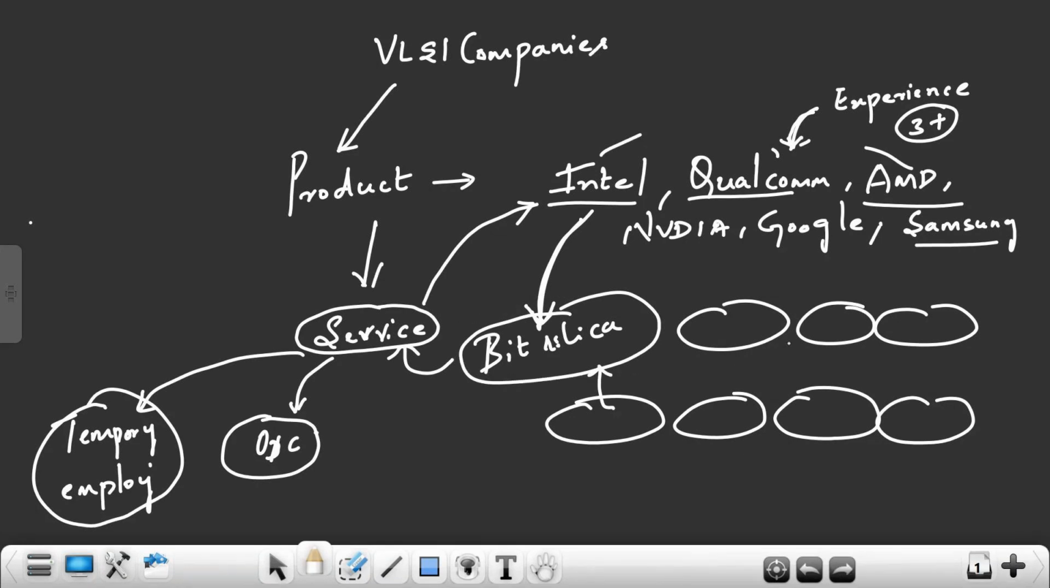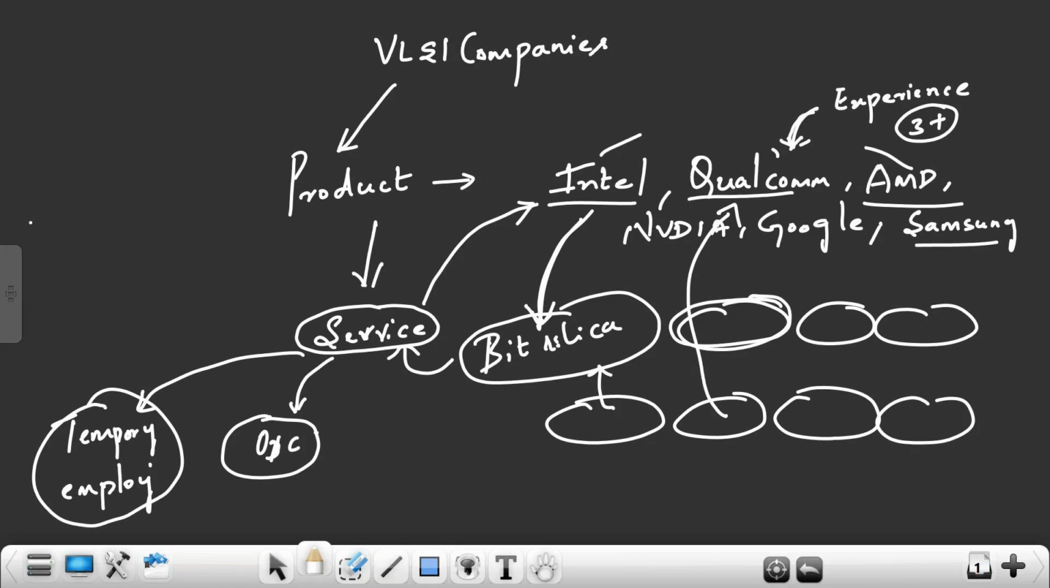So they will send, so you are the employee of a second service-based company, you will enter a product-based company through what? Through a first service-based company. But you are an employee of what? Second service-based company. That is what the hierarchy is.